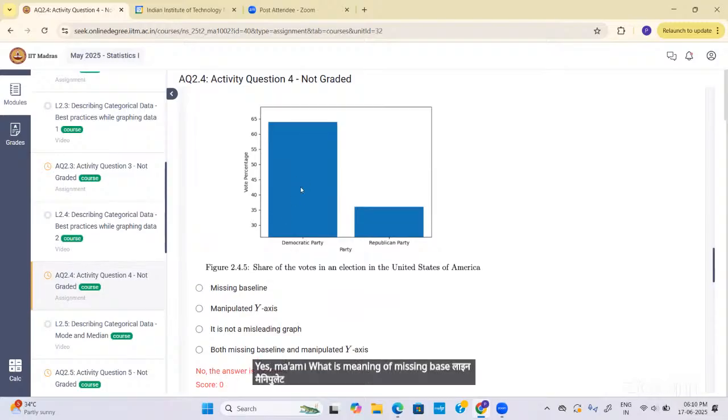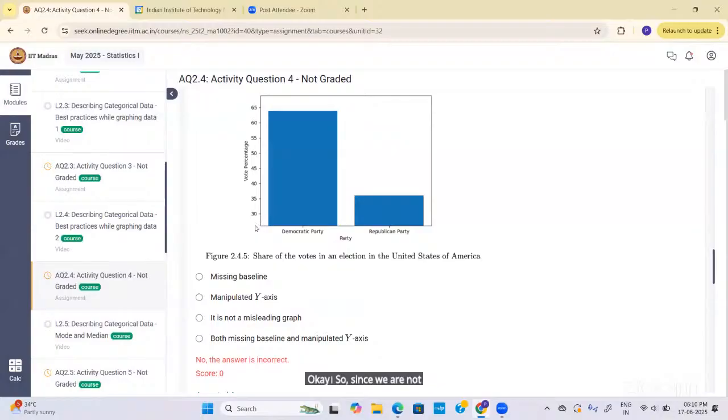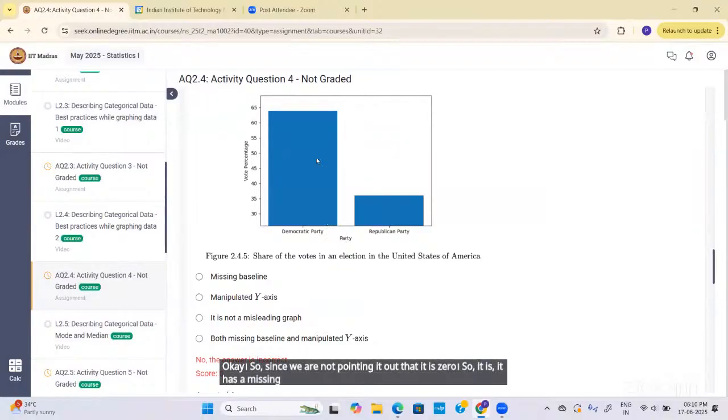See, the thing is, this is the point from where you are starting your graph, the x-axis. You should mention that it is starting from 0. Since we are not pointing out that it is 0, it has a missing baseline. Everything else is fine.